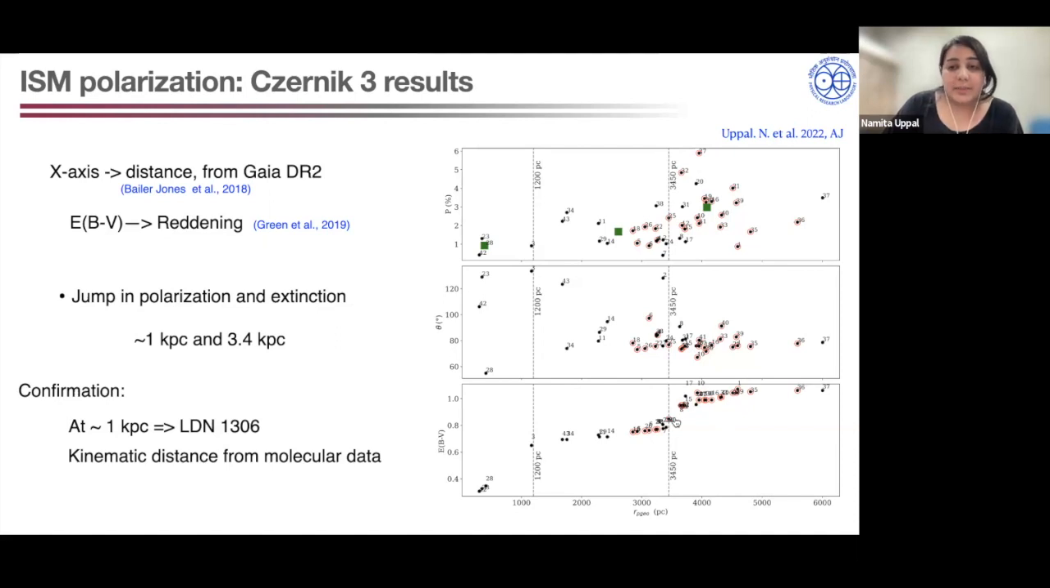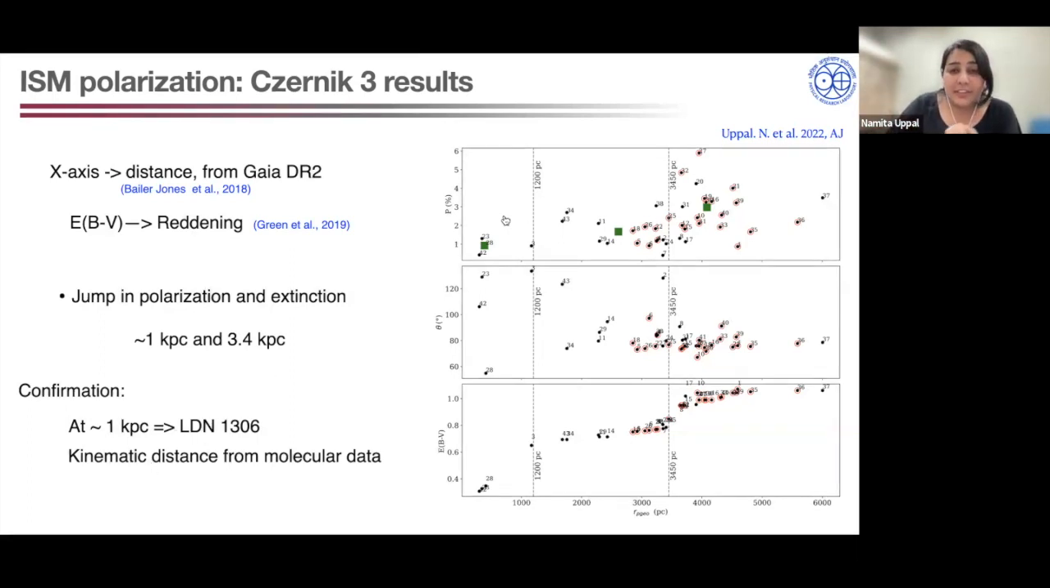So this explains there are at least 2 dust layers that should be present in the foreground of the cluster. One is at approximately 1 kiloparsec, and the other is at 3.4 kiloparsec. To confirm whether such layers are actually present or not, we checked the literature and found that there is one dark cloud, LDN 1306, present towards this line of sight, at 1 kiloparsec distance, which is foreground to the cluster.